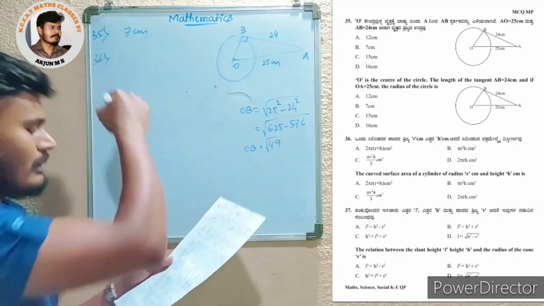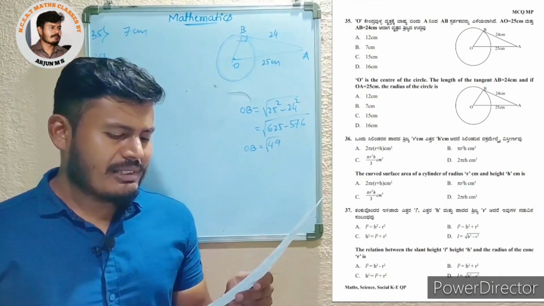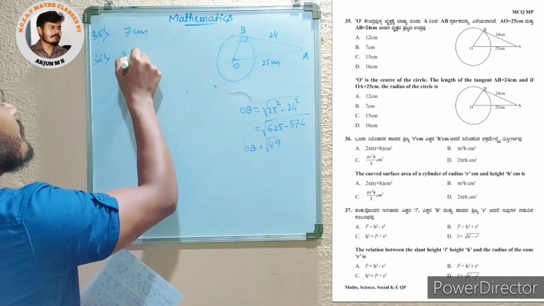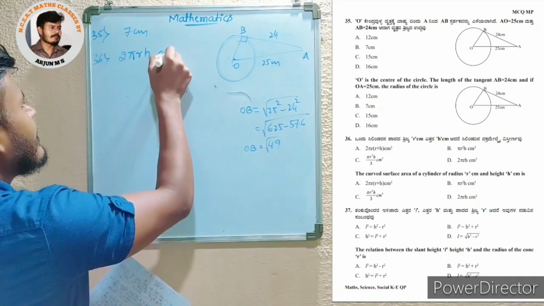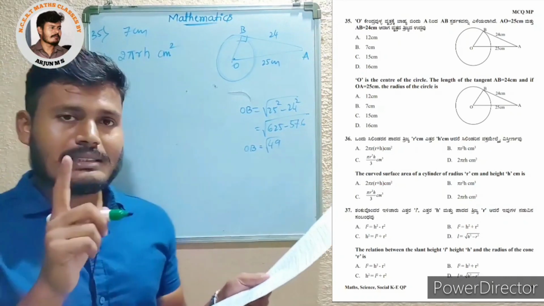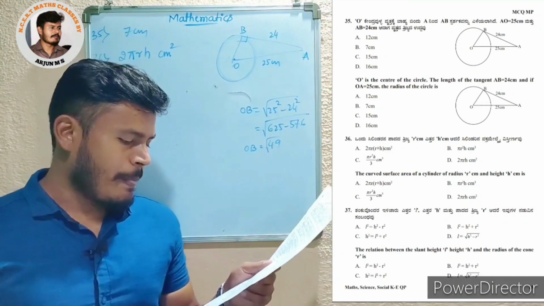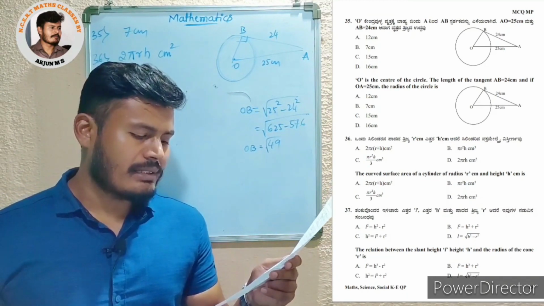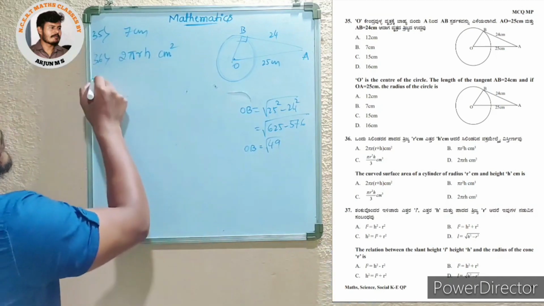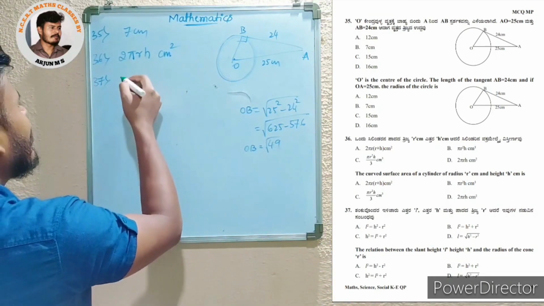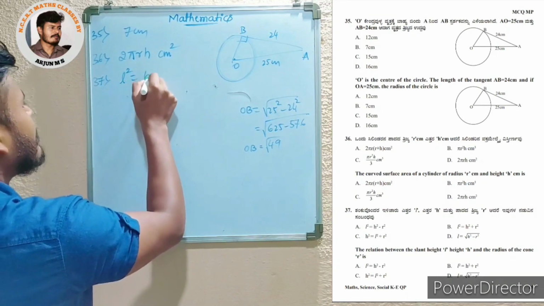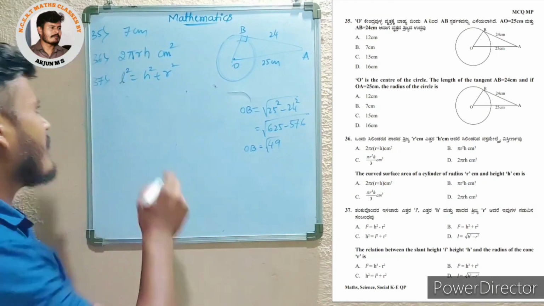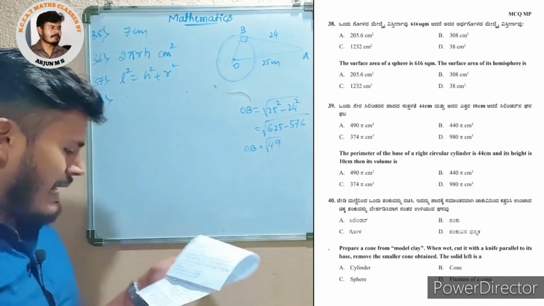Then 36. The curved surface area of the cylinder of radius r and height h is. We already know the formula, 2 pi r h centimeter square. 2 pi r h is the curved surface area of a cylinder. So then the 37th question. The relation between the slant height L, height h and radius of the cone r is, we already know that condition. L square is equal to h square plus r square, or L is equal to square root of h square plus r square. These two are direct questions. So then we move on to the 38th question.